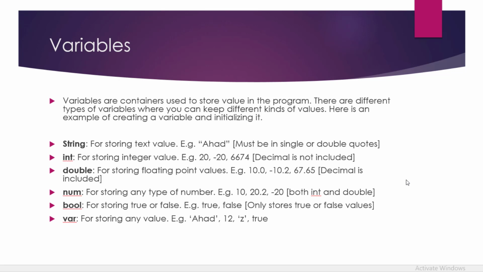Variables are containers used to store values in the program. There are different types of variables where you can keep different kinds of values. So you can see string, integer, double, num, bool, var. There are different types of variables. Now we will open our VS Code.